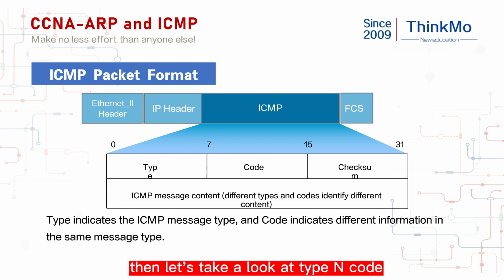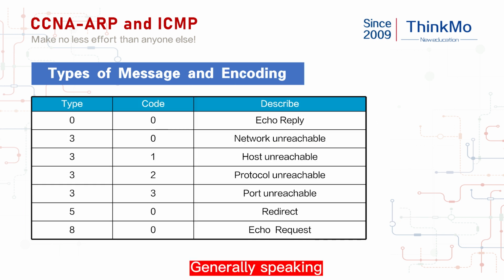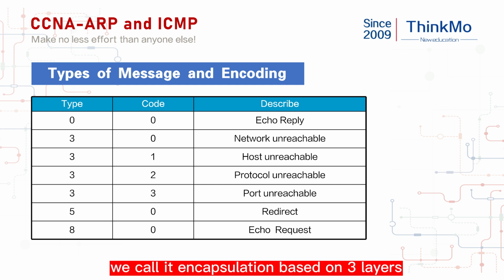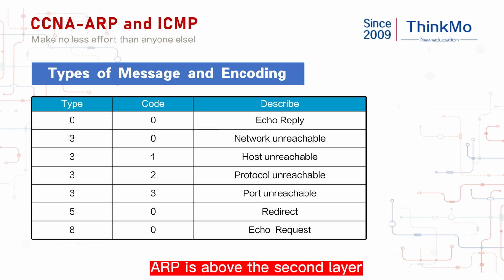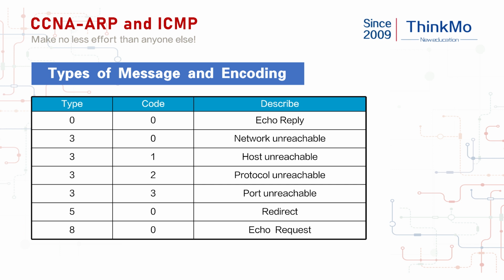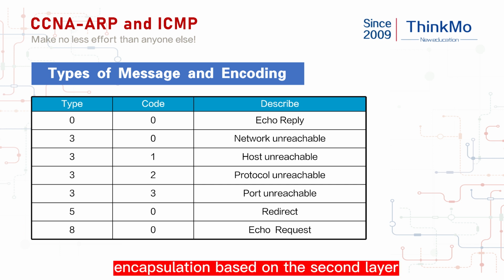Then let's take a look at type and code. Generally speaking, encapsulation based on the IP header we call encapsulation based on layer 3. ARP is above the second layer. The layer 2 package is E2, and we call it encapsulation based on the second layer. Working on the second layer is called encapsulation based on the second layer.